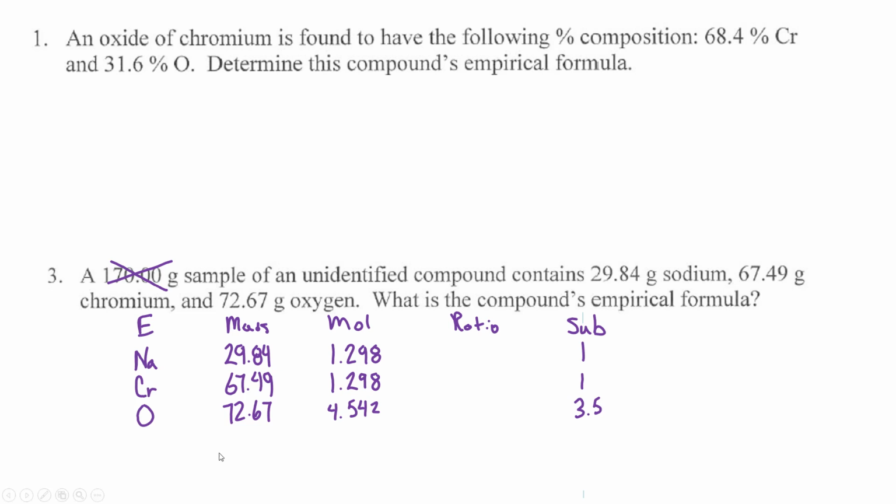All right. When I establish my ratios, 1.298 divided by 1.298 gives me 1. 1.298 divided by 1.298 gives me 1. 4.542 divided by 1.298 gives me 3.5. So I have to multiply everything by 2, and then that'll give us our formula.